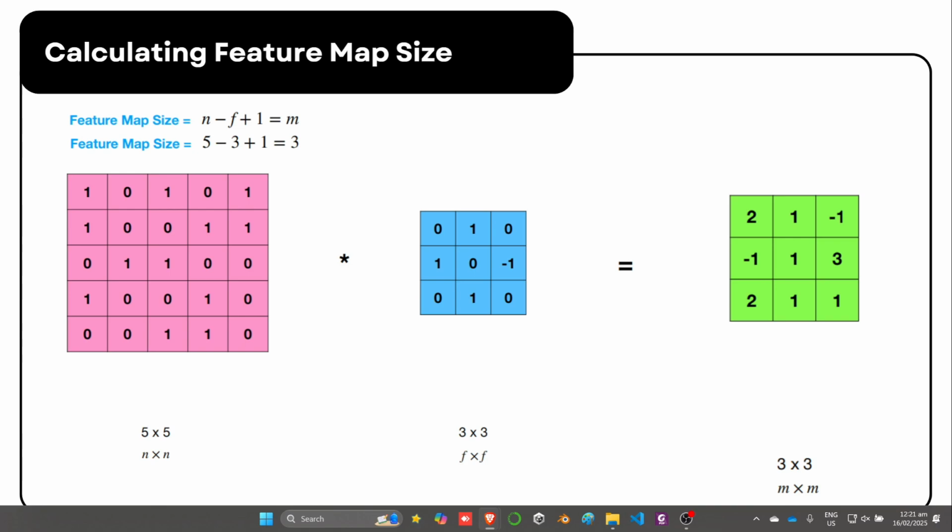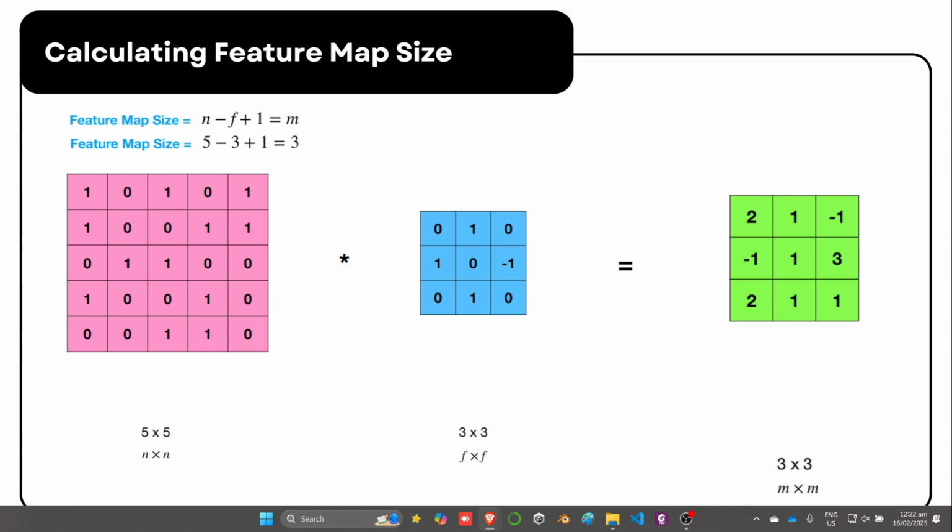So how do we calculate the feature map size? Remember, I said this was a 5 by 5 matrix here, with a 3 by 3 kernel, and a 3 by 3 output here. But how do you know this size is going to be a 3 by 3 output?